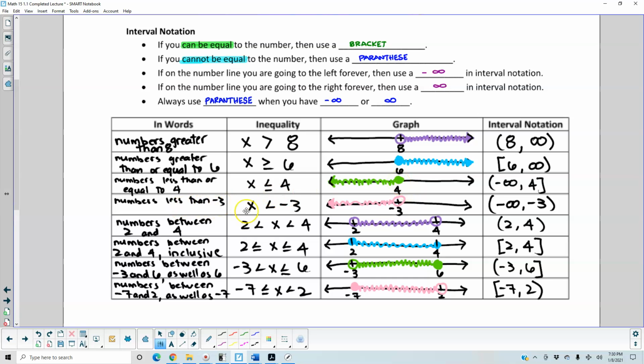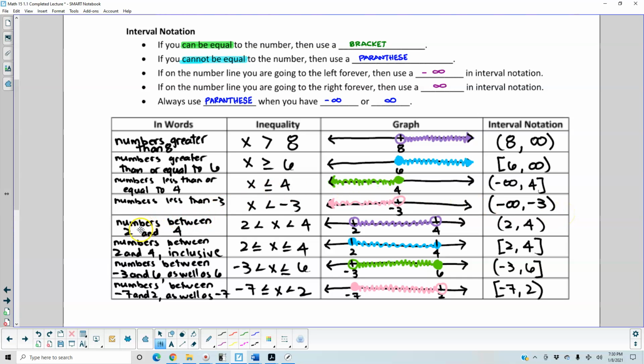Numbers less than negative 3. x is less than negative 3. So we'd have an open circle at negative 3 and everything is shading to the left. So we have parenthesis negative infinity, comma negative 3 with a parenthesis.